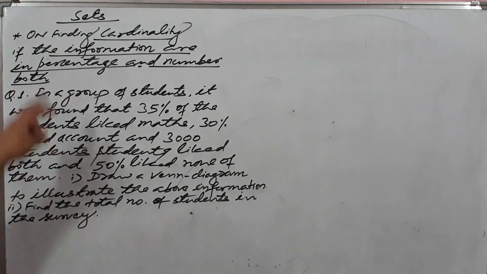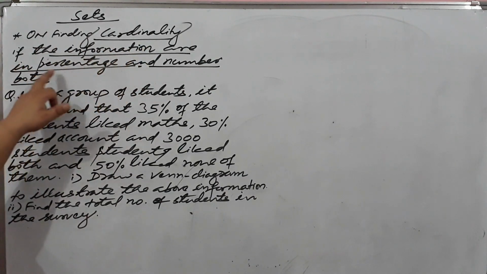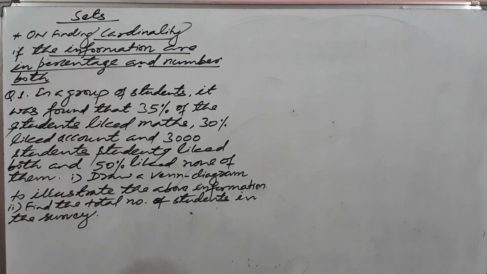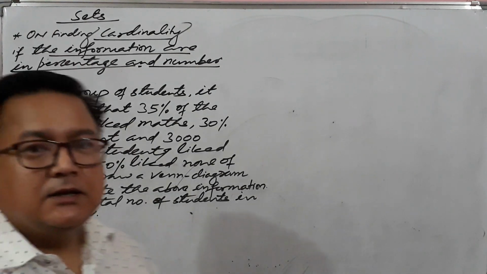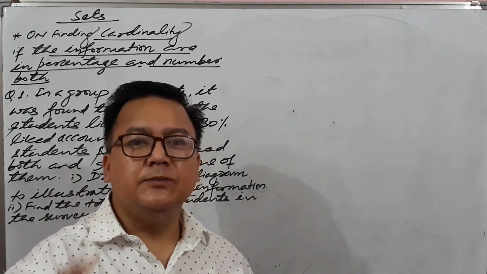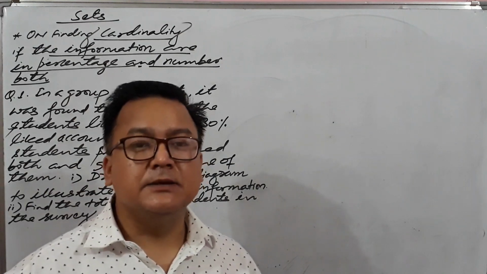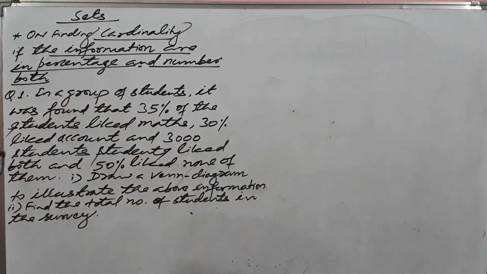Today's topic is finding cardinality if the information is given in percentage and a number. In a question, if you get most of the information in percentage and one or two pieces of information in numbers, then how do we find the numbers? Cardinality means numbers. Let's see, a very important question.